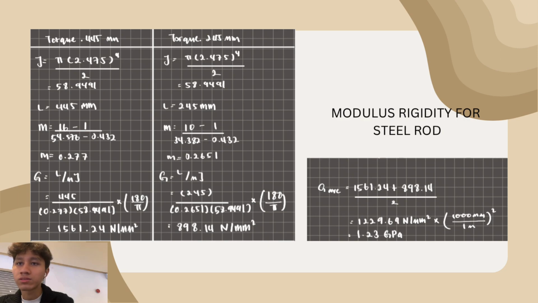And for the rod length 245 millimeter, we get the modulus of rigidity 898.14 Newton per millimeter squared. And we find the average modulus of rigidity for the steel rod, we get 1.23 GPa.